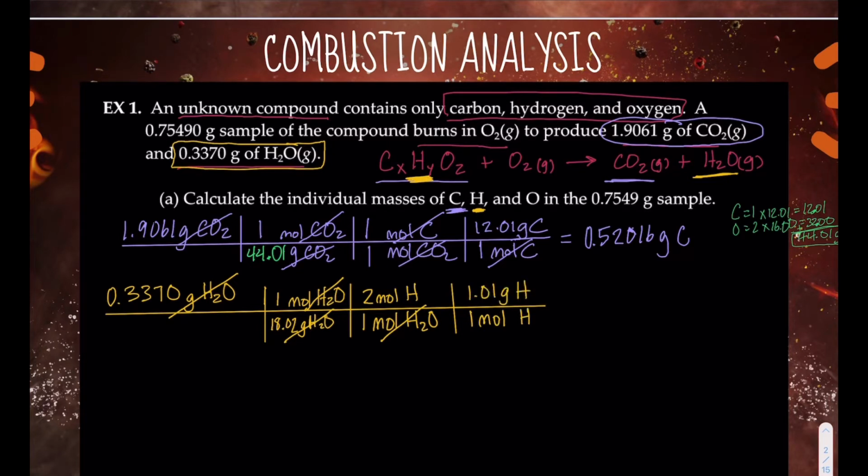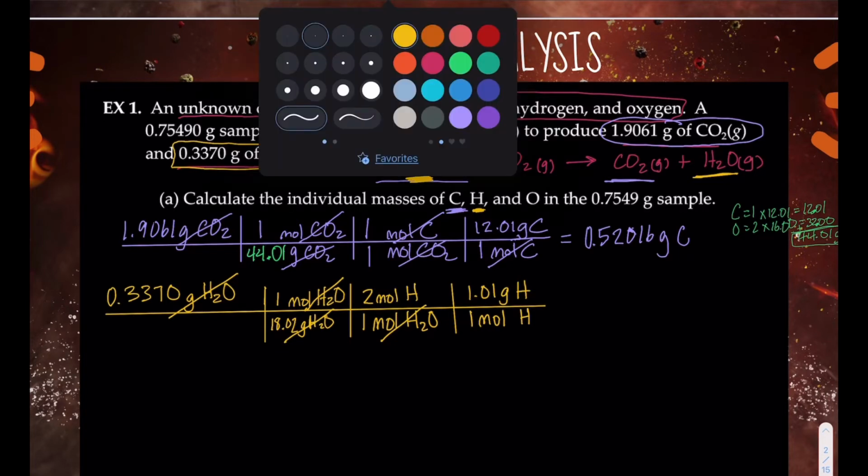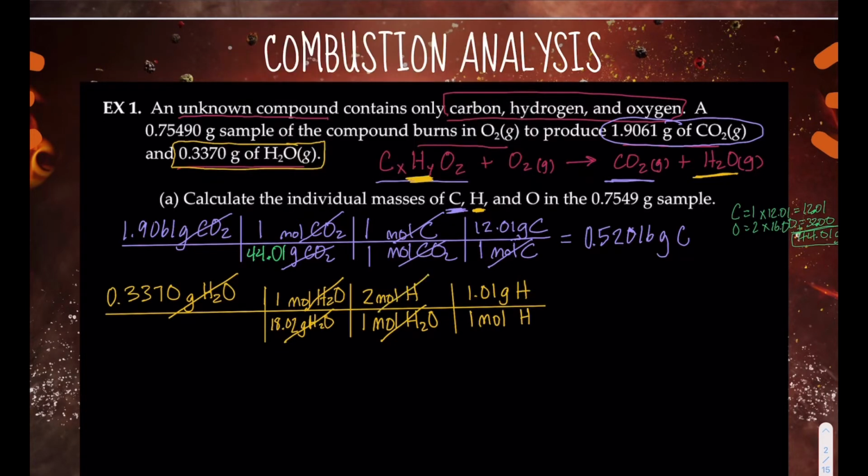One mole of hydrogen equals 1.01 grams of hydrogen. We're going to cancel out the moles of hydrogen and multiply the top and divide from the bottom. Our answer comes out to 0.03778 grams of hydrogen. Remember to round your answer to 4 significant digits because we're given 4 significant digits in water. The final step now is to determine the mass of oxygen present in the original compound.